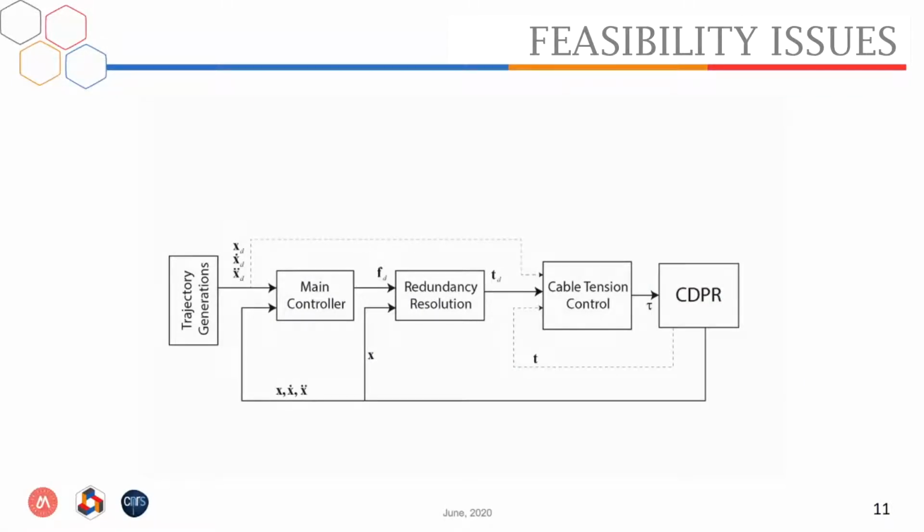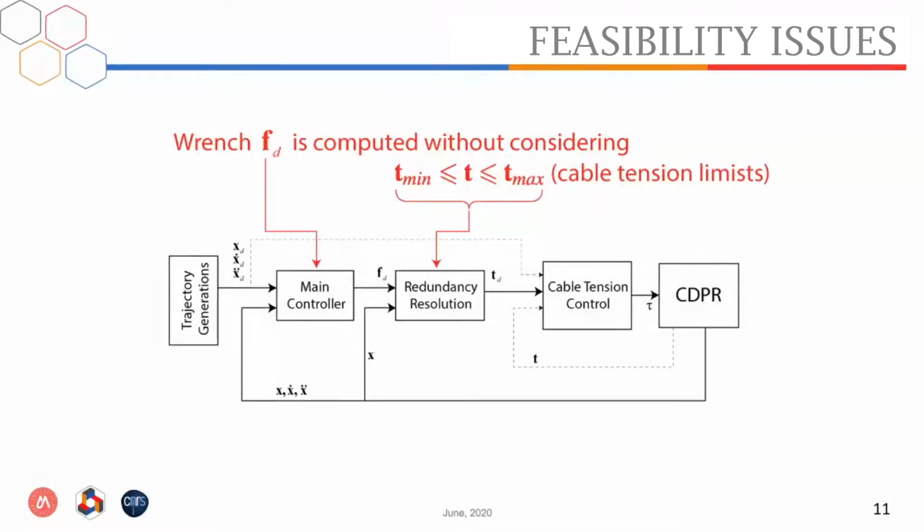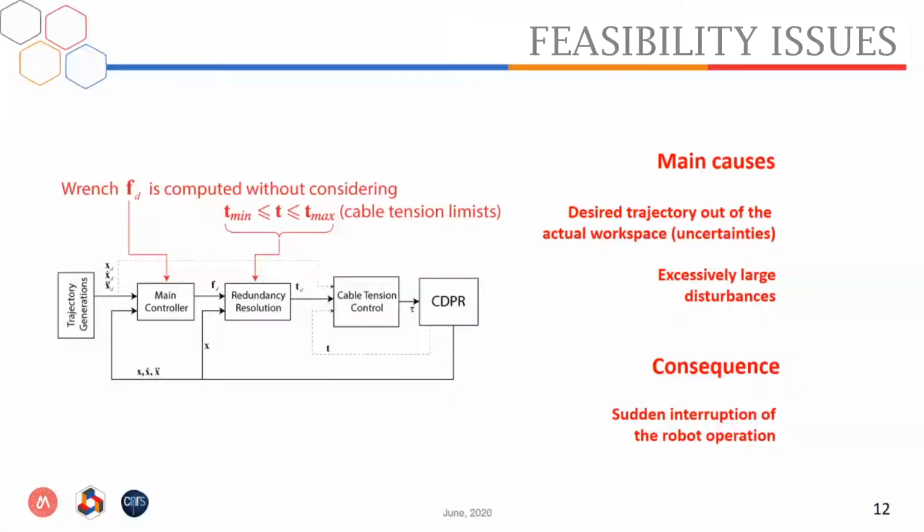this issue comes from the fact that the desired range is computed without considering the constraints related to the cable tension limits. In summary, the main causes of this problem may be that the desired range violates the workspace limits, perhaps because of errors in the construction of the robot or changes in the payload, and excessively large disturbances. The consequence is the sudden interruption of the robot operation.